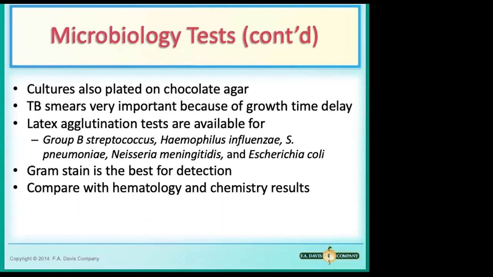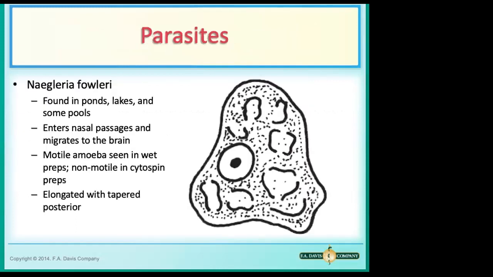Okay, so cultures can be plated on chocolate agar when cultures are done. TB cultures are very important because of the growth time delay. Again, latex agglutination tests are available for these particular bacteria and organisms, and gram stains are best for detection. So every time we do something in micro with a CSF, we also want to compare it with the chemistry results and the hematologic results, because everything will give us a nice clear picture of what's going on.